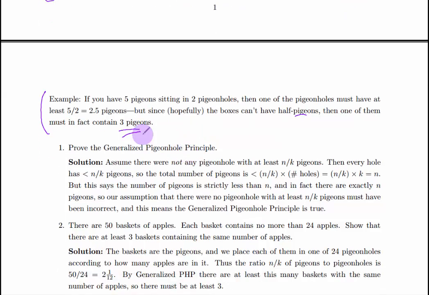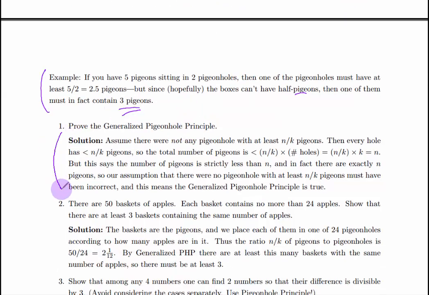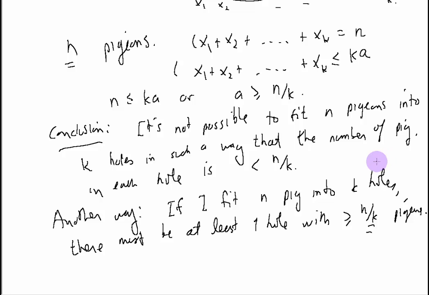Okay. Here's his proof, similar to the one that I gave previously. Assume there's not any pigeonhole with at least n over k pigeons. Then every hole has less than n over k pigeons. The total number of pigeons is less than n over k times the number of holes, which is n over k times k, which is equal to n. So you see that's pretty much the same thing I did here.